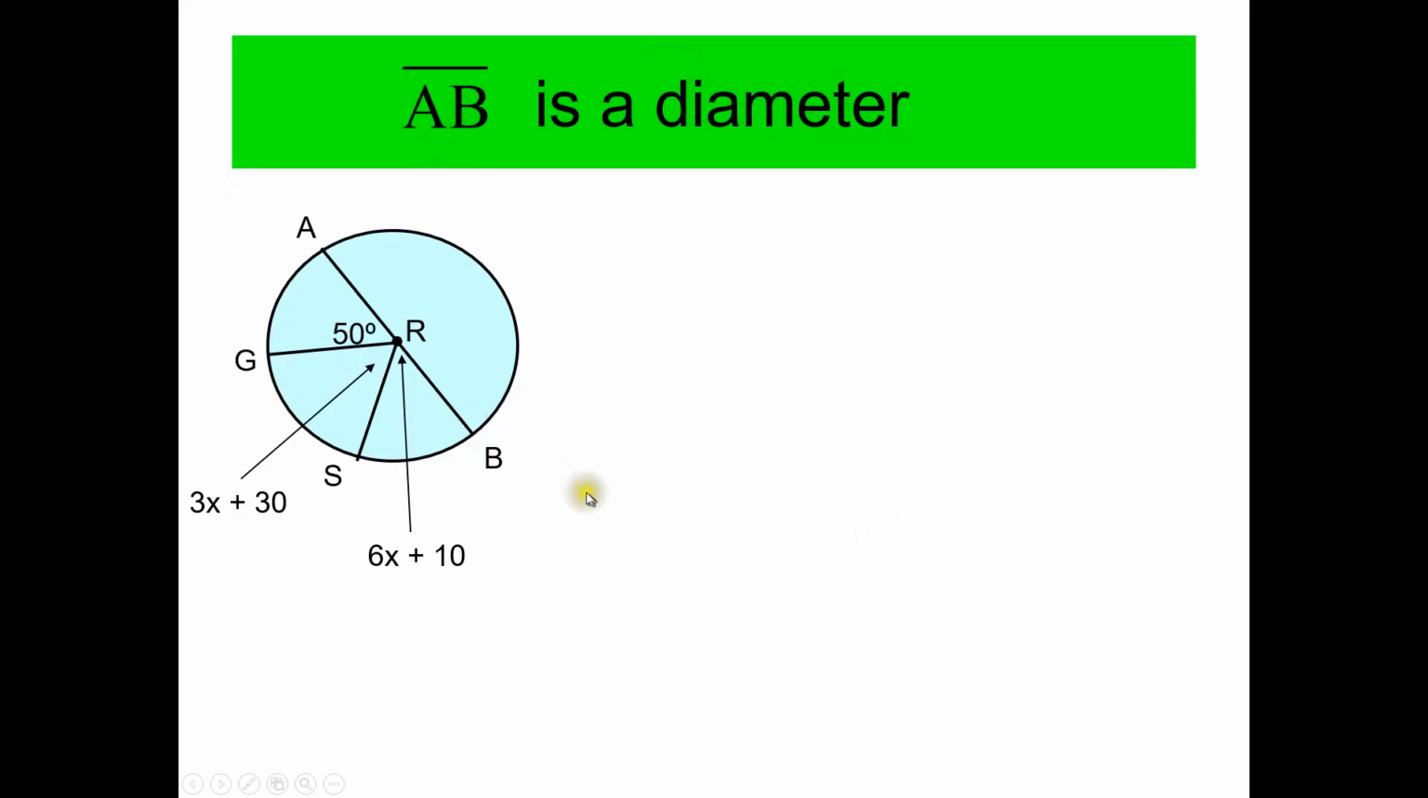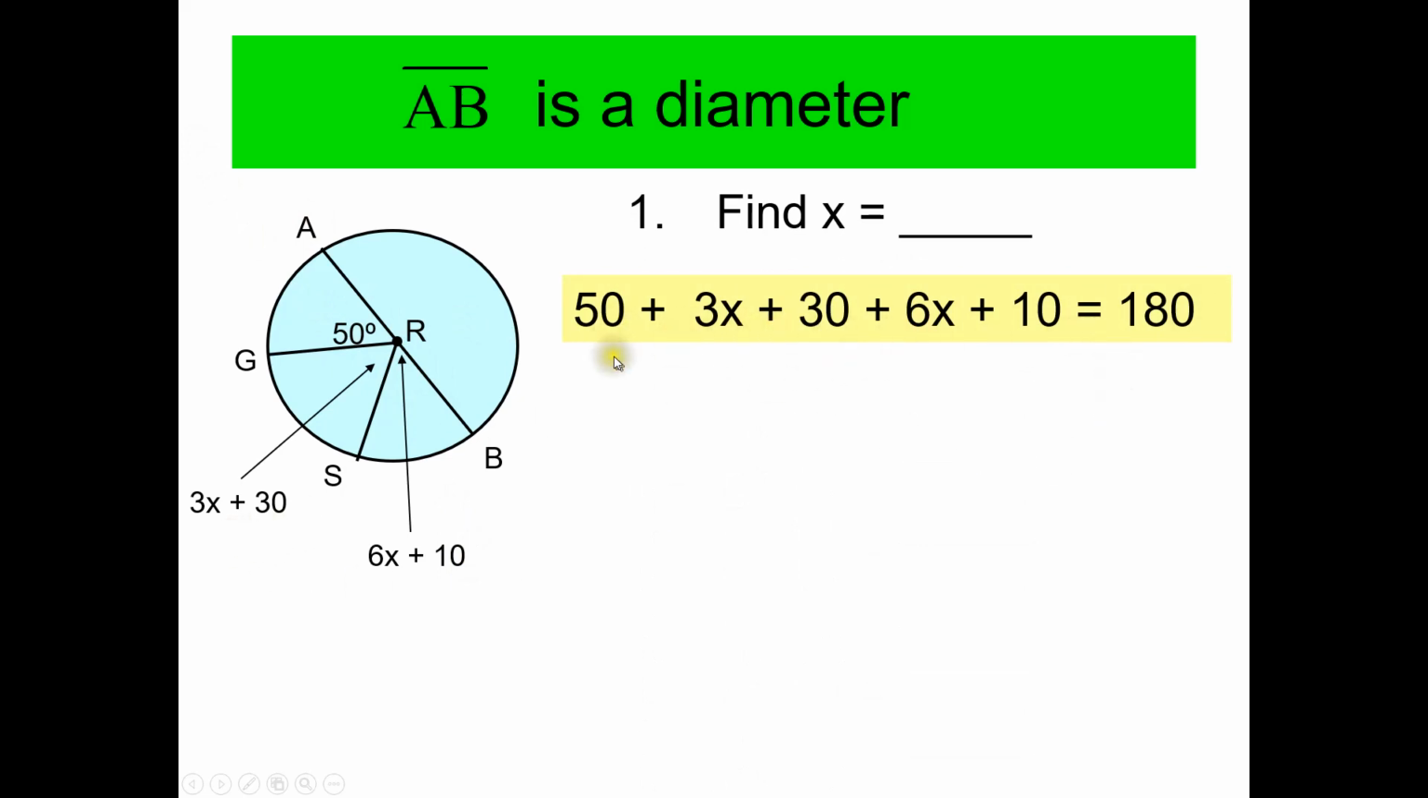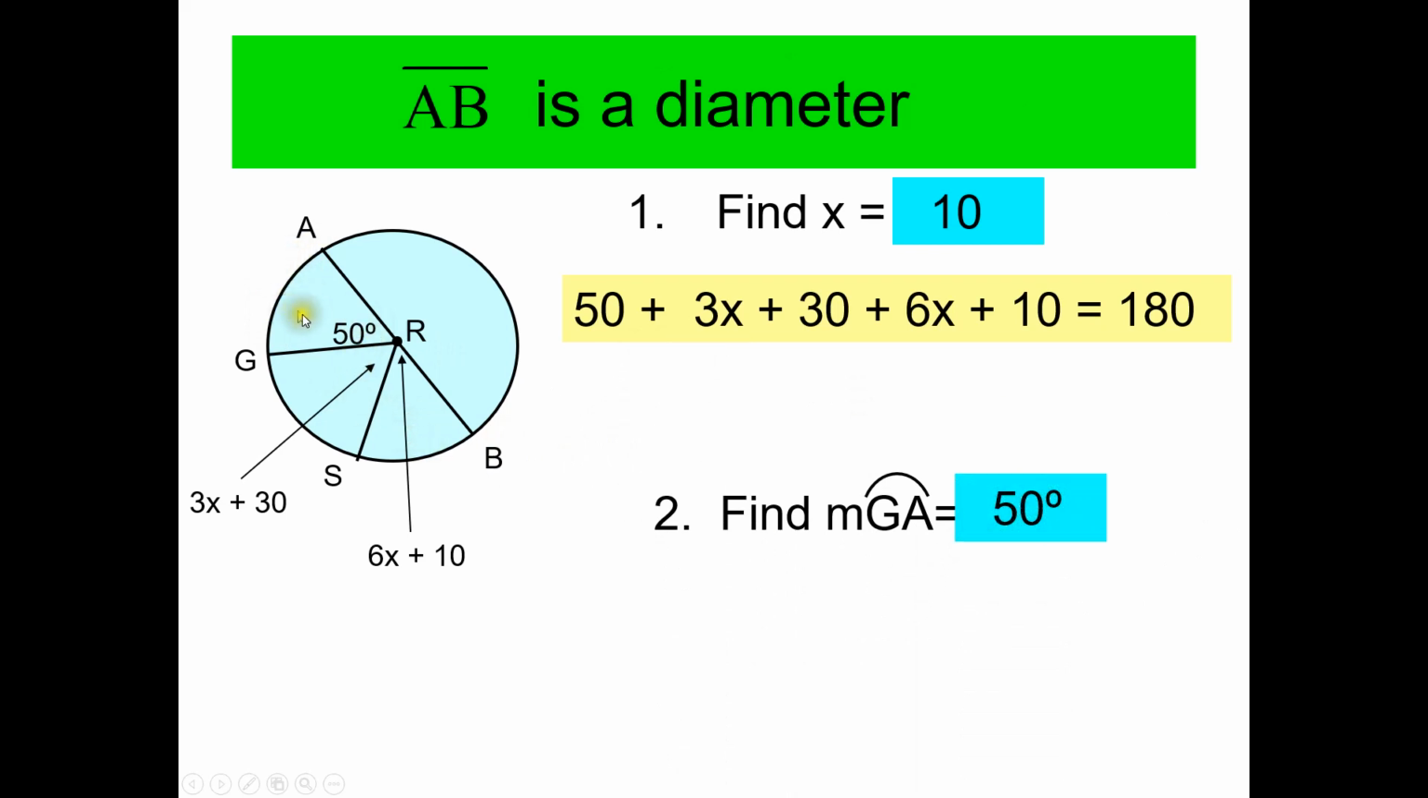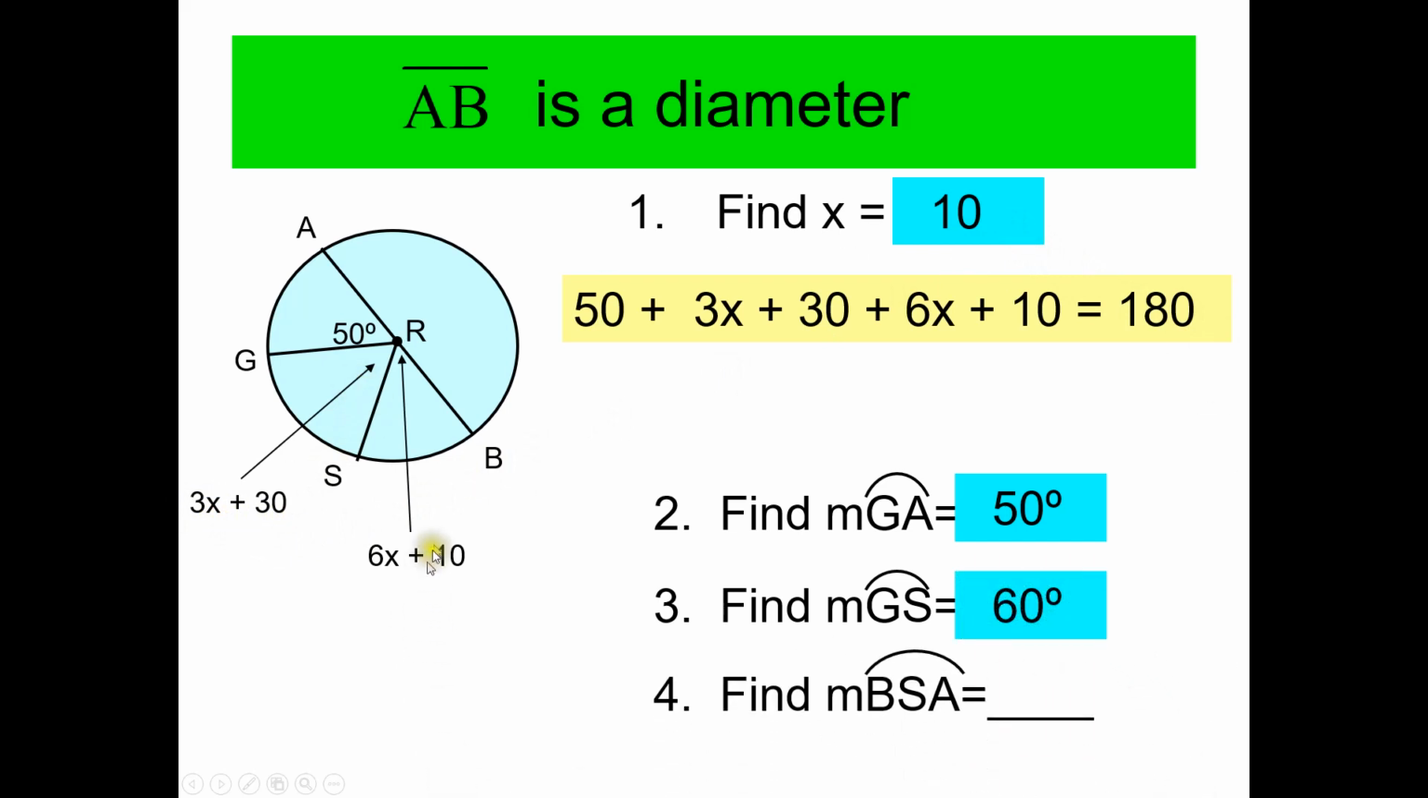Okay? All right, AB is a diameter, so how would you set up an equation here so we can solve for x? Well, all three of these add up to 180, right? So you could say 3x plus 30 plus 6x plus 10 plus 50, and then you set it equal to 180, right? And solve. Okay, so 9x, yeah, so x is just going to be 10. Okay, so y'all know how to solve that stuff. So let's move on. GA, this arc right here, well, that's 50, right? Because the central angle is 50, its arc is 50 as well. And then GS, if you know what x is, you can plug 10 in here. So 3 times 10 is 30, plus 30 more is 60. So that would be 60. All right. Number 4, BSA. Well, BSA is 180, right? Because it's a semicircle.